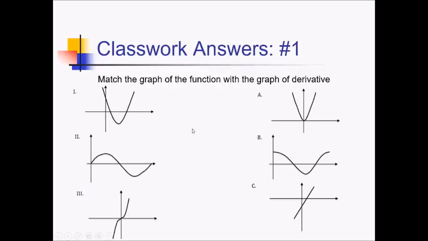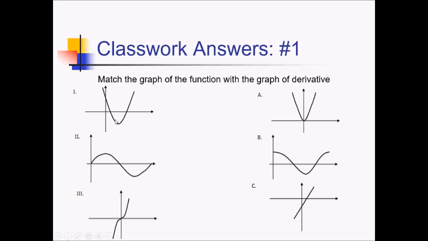For this problem, we're trying to match these graphs over here with their derivatives over on the right side. So probably the easiest way to do this is figure out how many intercepts the derivative should have, and also whether it's above or below the x-axis.